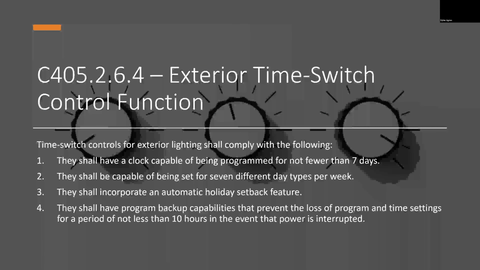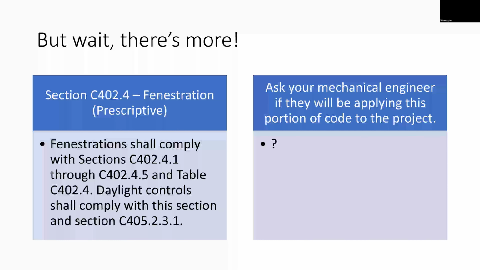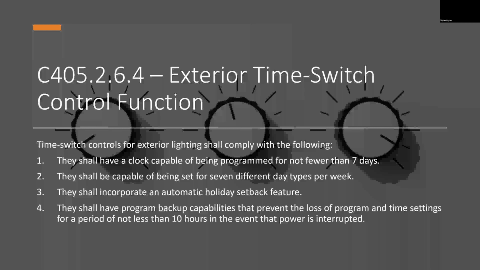And then time switch controls for your exterior lighting, which is pretty much your go-to. They shall have a clock capable of being programmed for not fewer than 7 days. They shall be capable of being set for 7 different day types per week, basically the same as interior time switch controls. They shall incorporate a holiday setback feature, and they shall have program backup capabilities so that it can be restored for not less than 10 hours after power is interrupted. So, any questions on exterior lighting?